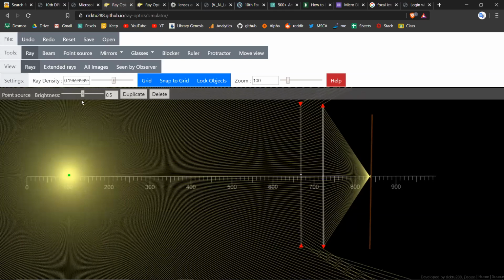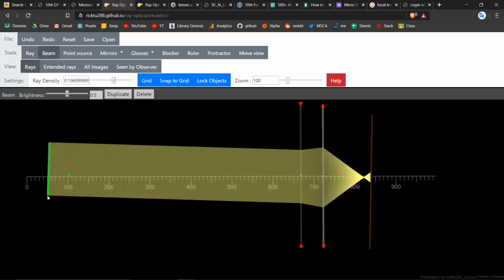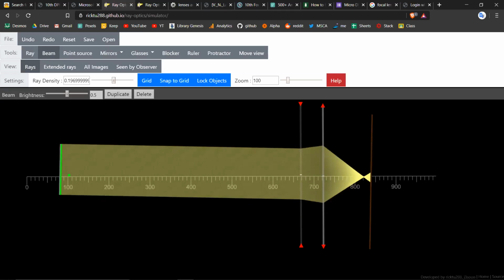Okay. Now I'll reduce this brightness so that you will understand what I'm getting at. I'm going to introduce a parallel beam of rays. Where are these rays coming from? Can you tell me? They're coming from some object. Where is that object? Yeah, that object is at infinity.